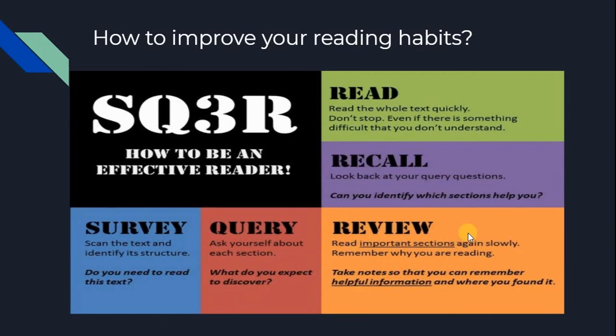Then the last and final part is review. That is, again you need to read the important sections slowly, and you should not read again and again the same section. This is one of the major flaws that students have, which is they just read the text over and over again without understanding the meaning. Once you have read the entire passage, you need to review the important section. You should not read everything. You should just read the important sections. Read them slowly, and again you need to remember why you are reading this.